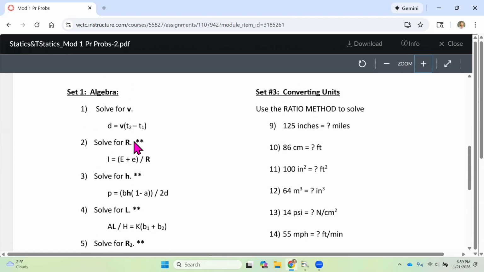So what we're going to do is it says here for problem number 1, solve for V. And then directly below here, here's the equation. So we're going to be practicing algebra here and making sure that we can rearrange this to solve this equation for V. So I'm going to first write out the original problem. Okay, you're not just writing me the final answer. You're going to first write the original problem. So we're going to say number 1, and this is D is equal to V times T2 minus T1. Okay, just as we see it there.